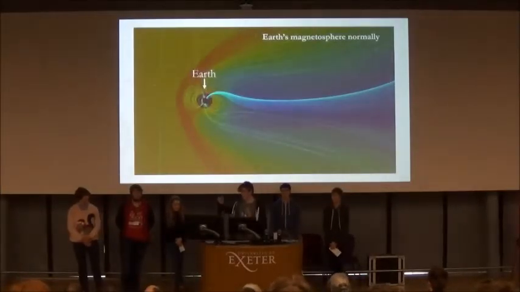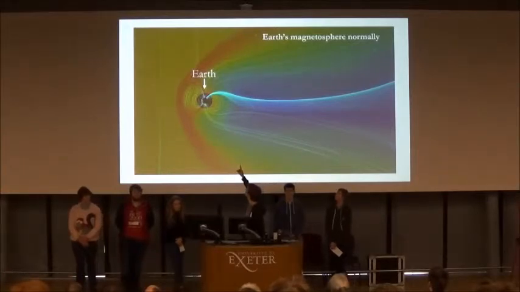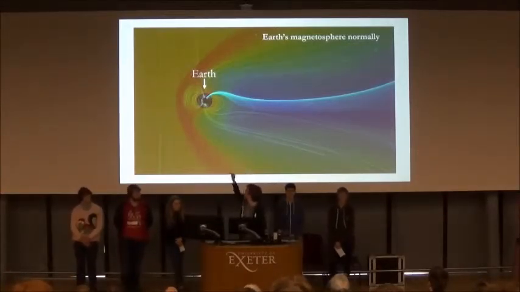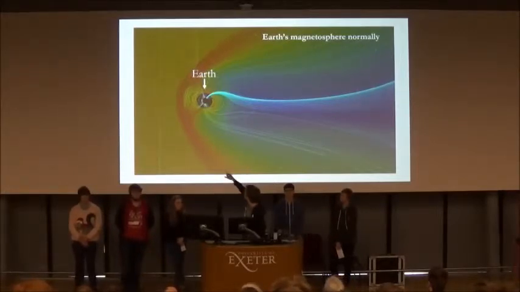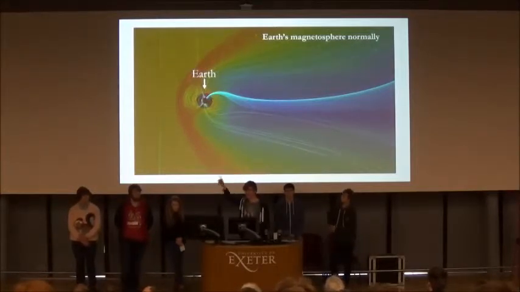Okay, so this is Earth's magnetosphere normally, and as you can see, the red bit is pointed towards the Sun, so that's got a high amount of particle density, and then you've got the blue and slightly green tail going away from the Sun, which is an area of lower density. So this is without any CME, this is just us travelling through space.